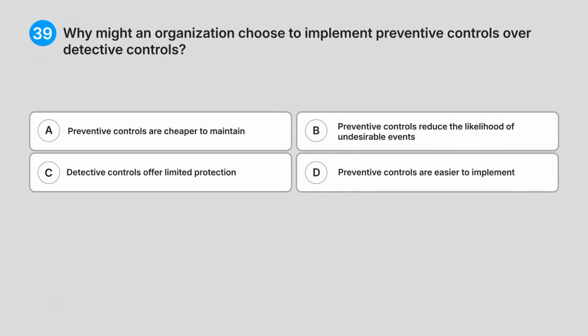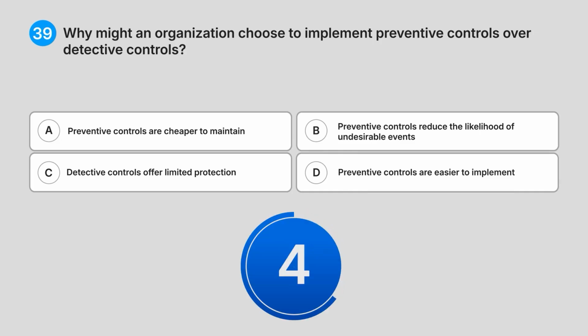39. Why might an organization choose to implement preventive controls over detective controls? A. Preventive controls are cheaper to maintain. B. Preventive controls reduce the likelihood of undesirable events. C. Detective controls offer limited protection. D. Preventive controls are easier to implement. Do you know the answer?